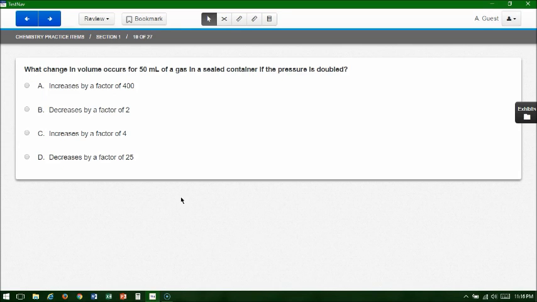Number 19. What change in volume occurs for 50 milliliters of a gas in a sealed container if the pressure is doubled? We should know that pressure and volume are inversely related. So if we double the pressure on a sample of gas, then the volume decreases by a factor of 2.